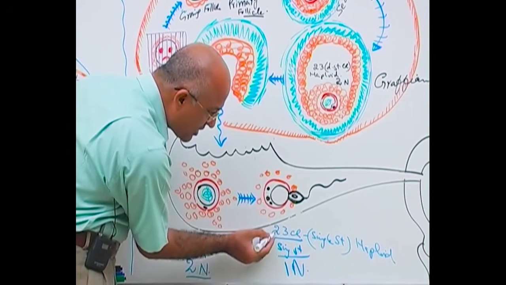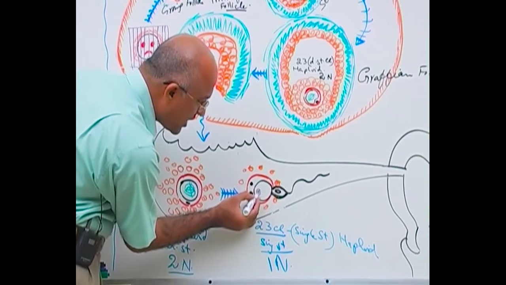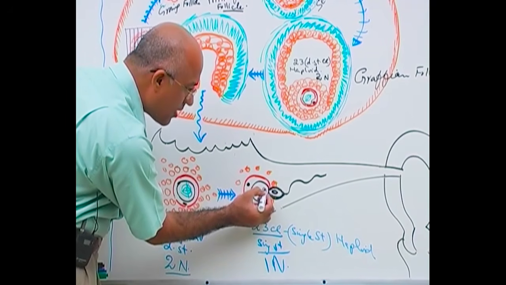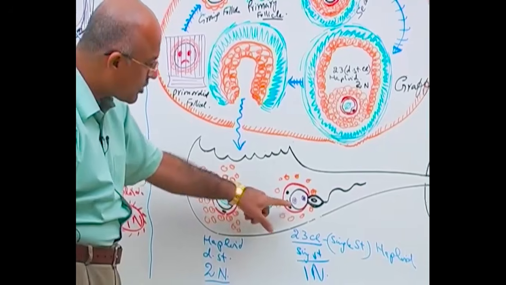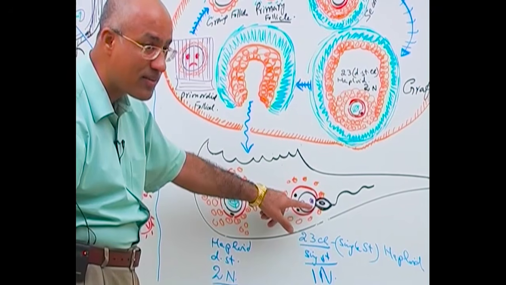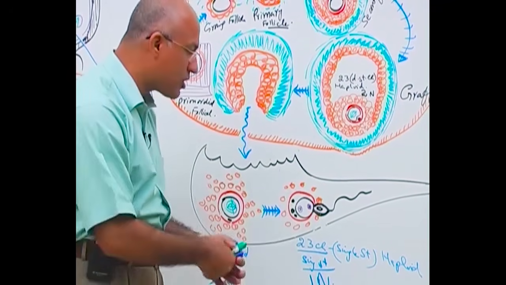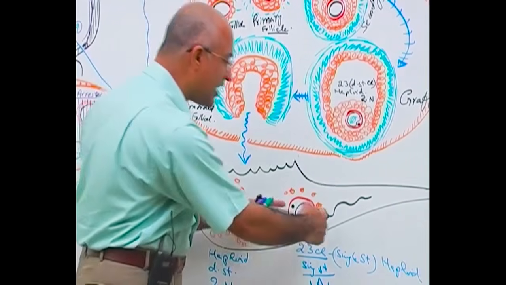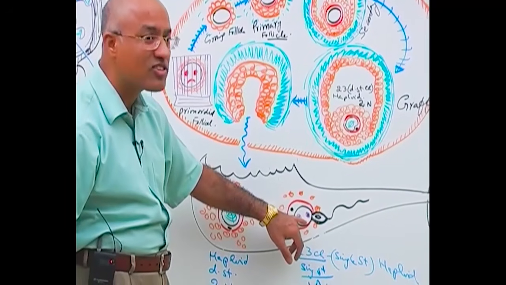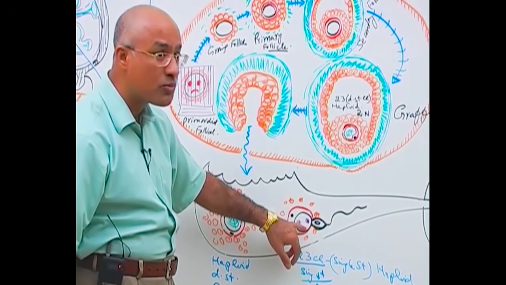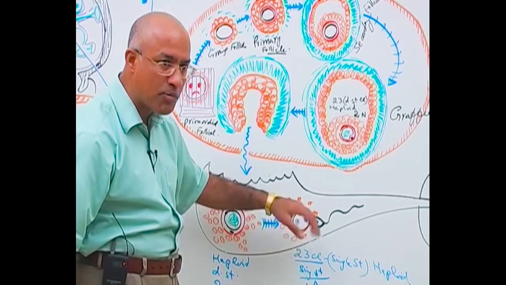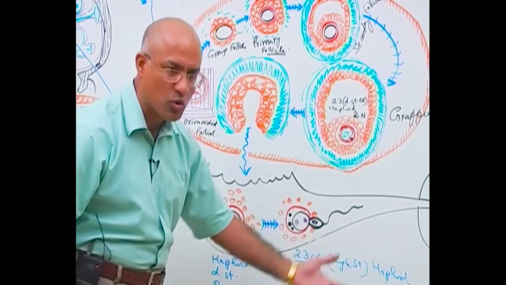Now what happens? Its 23 chromosomes are in the female pronucleus, and the nucleus from the sperm enters and is now called the male pronucleus. Now 23 chromosomes are in the female pronucleus and 23 chromosomes coming from the sperm are in the male pronucleus. Both pronuclei will swell up and rush to each other and fuse with each other. And now what is this? This zygote has 46 chromosomes, 23 from the ovum and 23 from the sperm, and the diploid number is restored or re-established.